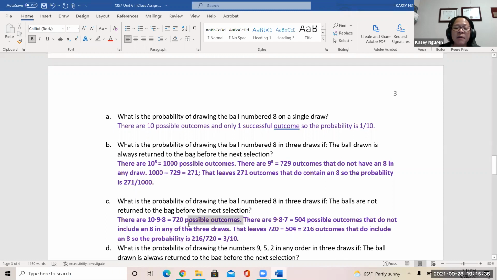After you come up with your sample space based on the criteria, you would determine what to exclude. As we remove one, if we start with the 10, there are 9 other balls that are not an 8. Then you go to 9, there are 8 other balls that are not an 8. And then you go to 8, there are 7 other balls that are not an 8. So you would take 9 times 8 times 7, which gives you 504 possible outcomes that do not include 8 in 3 draws, where we remove the ball each time.